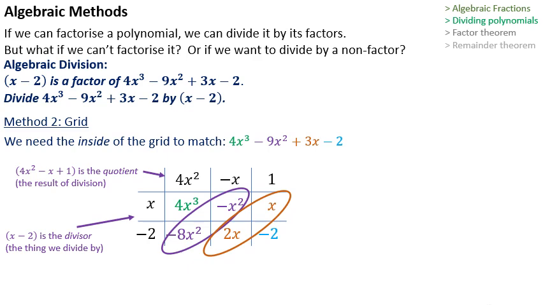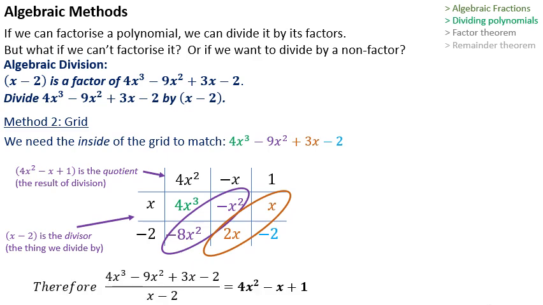So remember, we call this 4x squared minus x plus 1 the quotient, and that's the thing we were working towards finding. If we were asked to divide the cubic by the linear expression, the result will be a quadratic, and this is the quadratic we're trying to find. So we can say that if we divide this by this, here's our answer, 4x squared minus x plus 1.